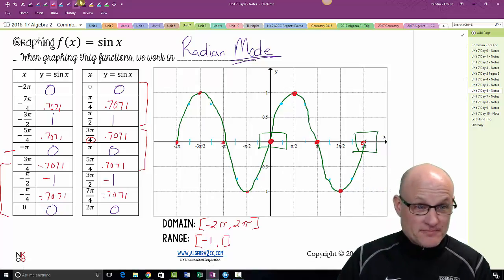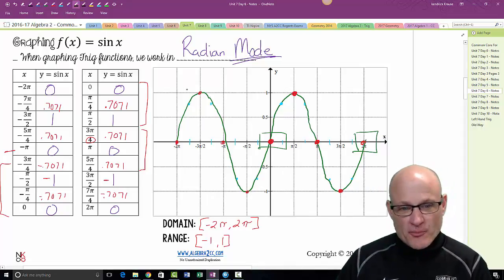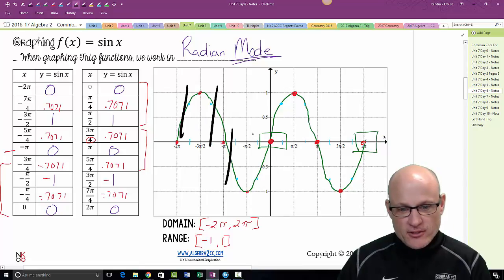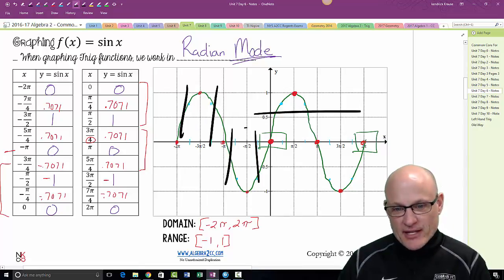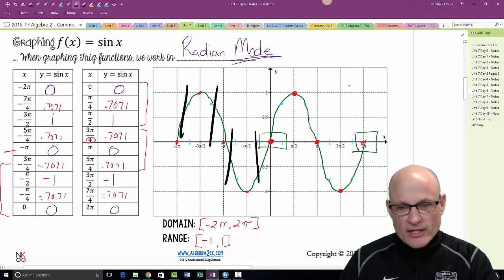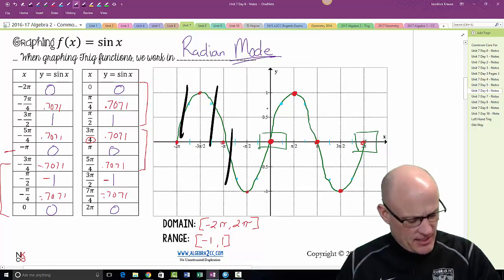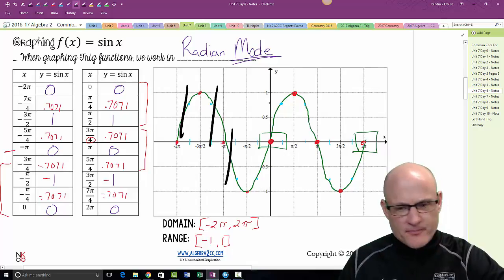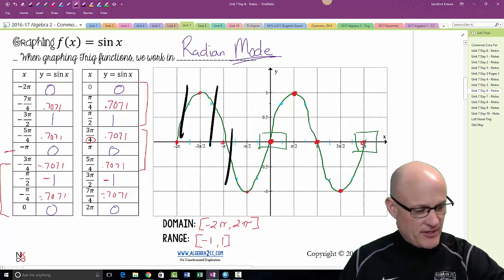So let me ask you this question. Is it a function? Sure, it passes the vertical line test, but it doesn't pass the horizontal line test. So at some point I'm going to want, I think I'm going to do this next. Let me take a look at my notes. I want to see if I can graph an inverse.